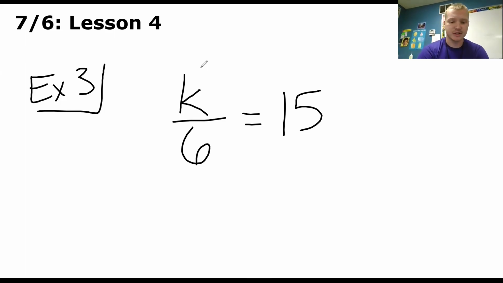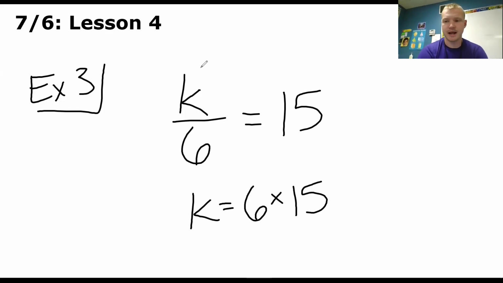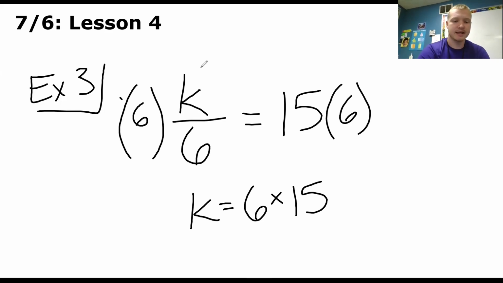So let's rearrange this. Another way of writing this to solve for K would be K equals 6 times 15. And how did I get that? Well, I multiplied both sides by 6, just like that. And that cancels out my 6's. So I'm left with K equals 15 times 6.